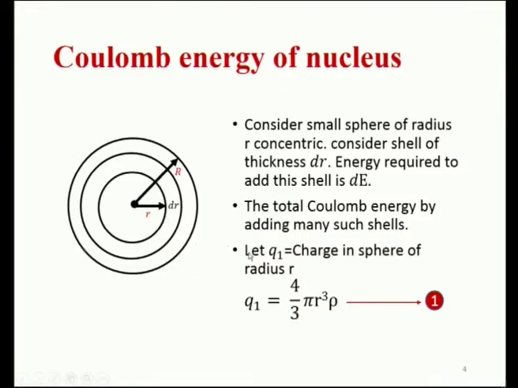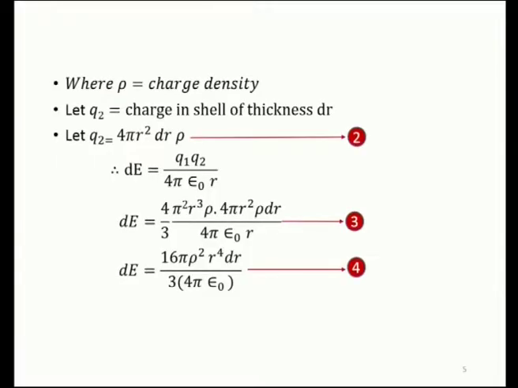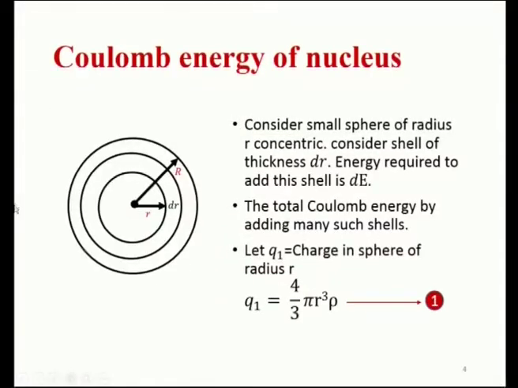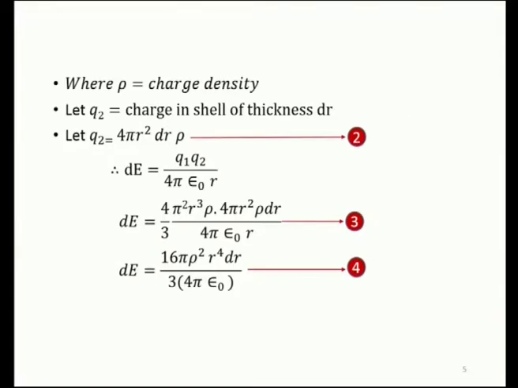So, how will we calculate this now? Let Q1 be the charge held by the sphere of radius small r, which is 4/3 pi r cubed into rho. Here 4/3 pi r cubed is the volume of the small sphere and rho is the charge density. Now, what is Q2? Q2 is the charge in the shell of thickness dr. So, here this is Q1 and here this is Q2. What will be the charge inside the shell?